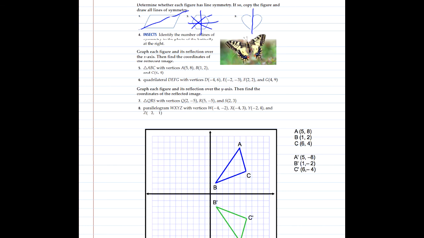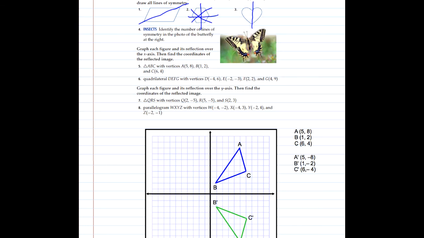We're going to graph the triangle ABC. Coordinates 5, 8, 1, 2, 6, 4. We're going to reflect it across the x-axis. So what we do is we keep the same x value. This is the x value. And we take the opposite of the y value. So A becomes 5, negative 8 from 5, 8.